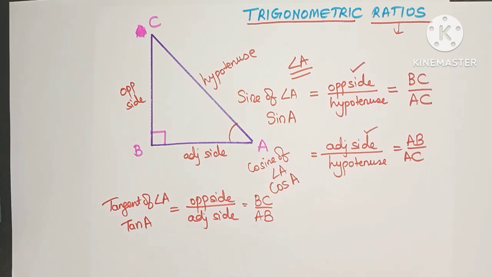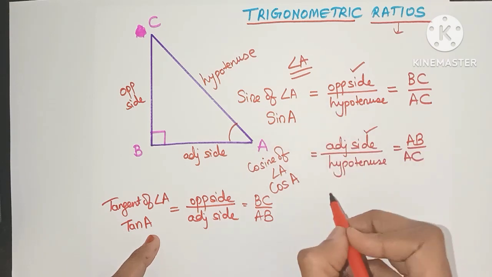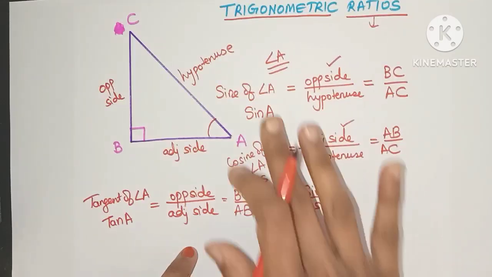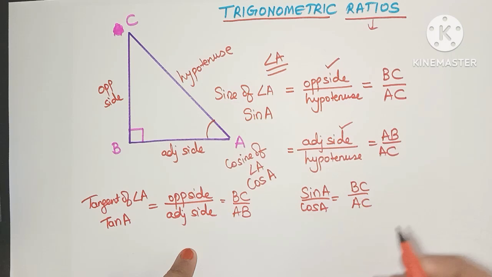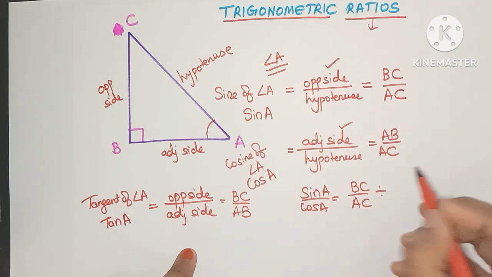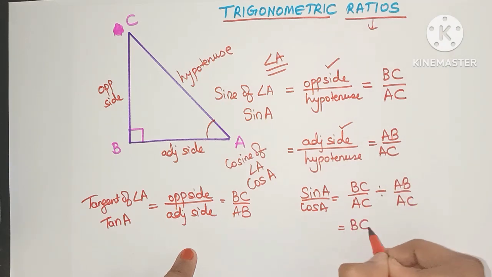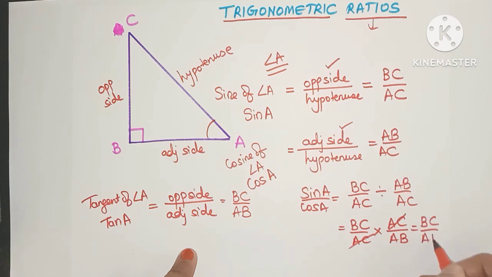Now just if you observe a little more minutely, you will see that when I divide sine A by cos A, let me just do that. Sine A is what? Opposite upon hypotenuse, that is BC by AC, divided by, what is cos A? AB by AC. What do I do now? You know that, right? You have to take the reciprocal. So my AC comes up, AB comes down, AC and AC get cancelled. What am I left with? BC by AB. See, it's the same as this.